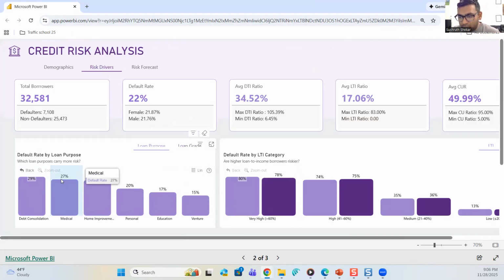If it's a medical loan, it's 27%. If it's home improvement, it's 26%. If it's personal, it's 20%. If it's education, it's 17%. If it's venture, it's 15%.